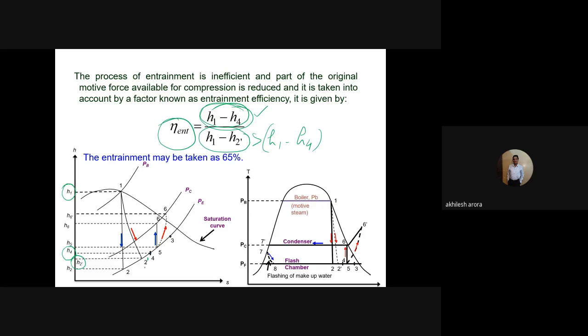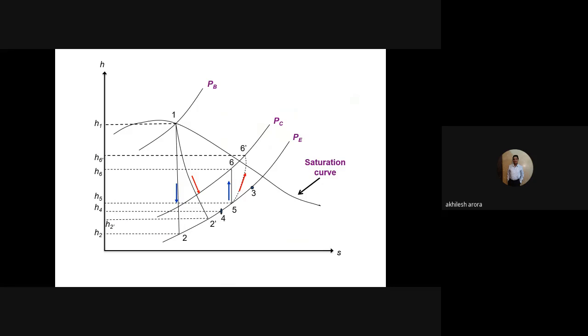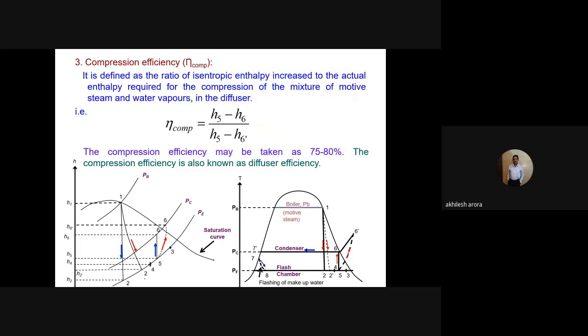So entrainment efficiency in this particular case of steam injector is somewhere around 65%, maybe taken around this much value. It's not very high actually. Okay. Then once again this diagram. Now we will talk about the compression efficiency.